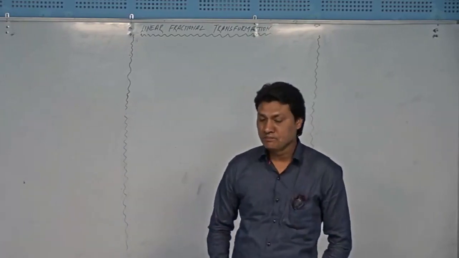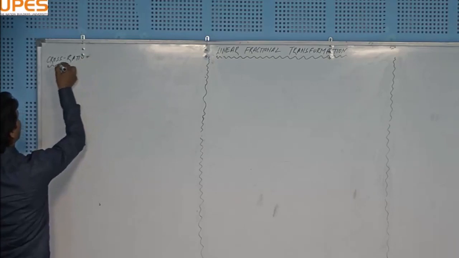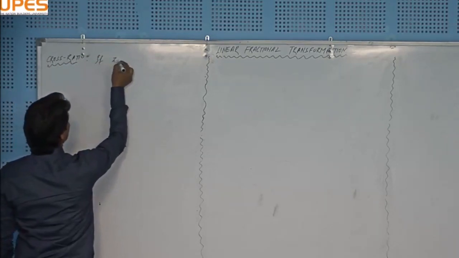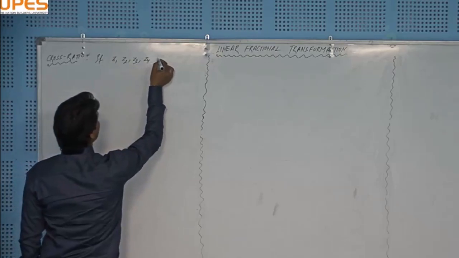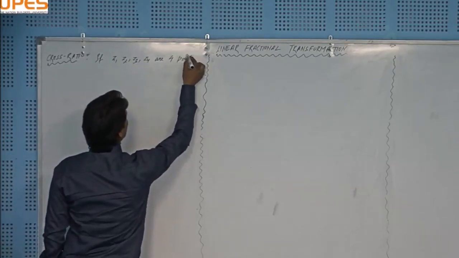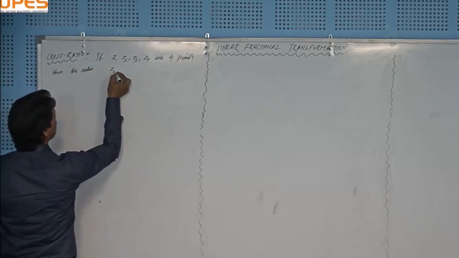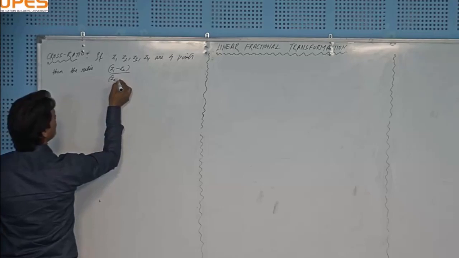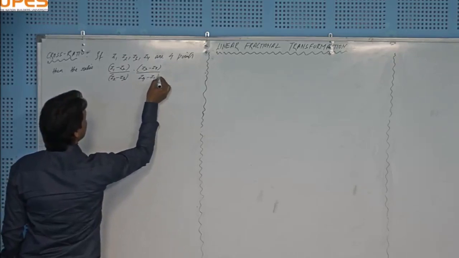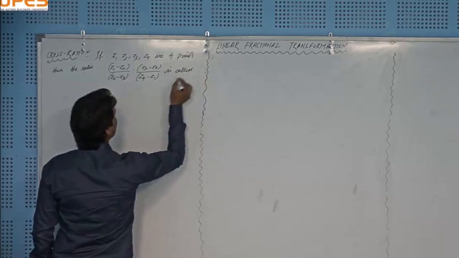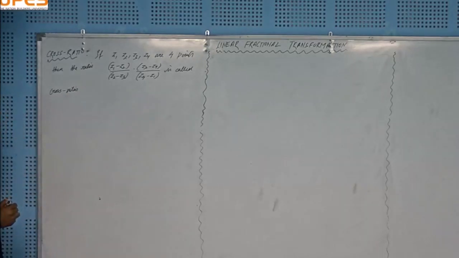So first I will define what a cross ratio is. Cross ratio: if z1, z2, z3 and z4 are 4 points, then the ratio given by (z1 minus z2)(z3 minus z4) over (z2 minus z3)(z4 minus z1) is called the cross ratio. Okay, so this is called the cross ratio.